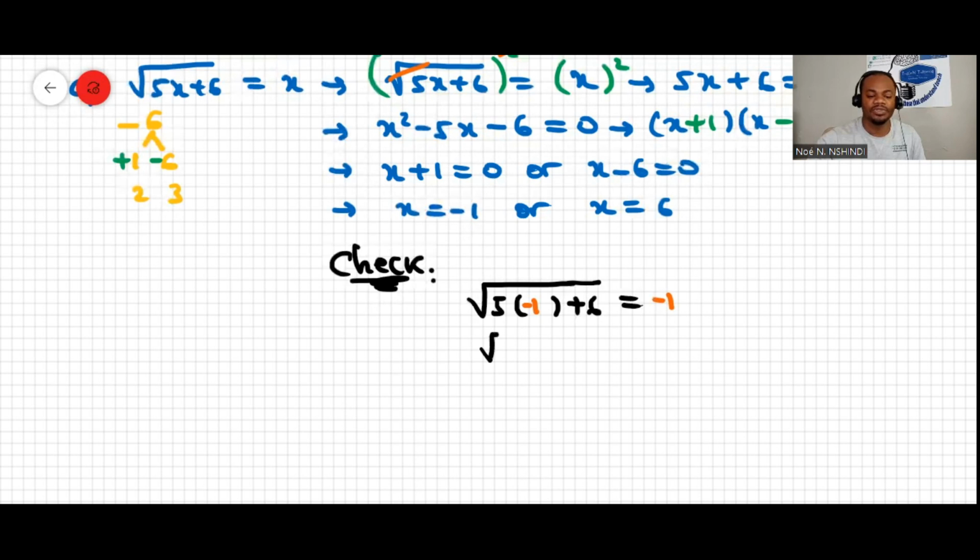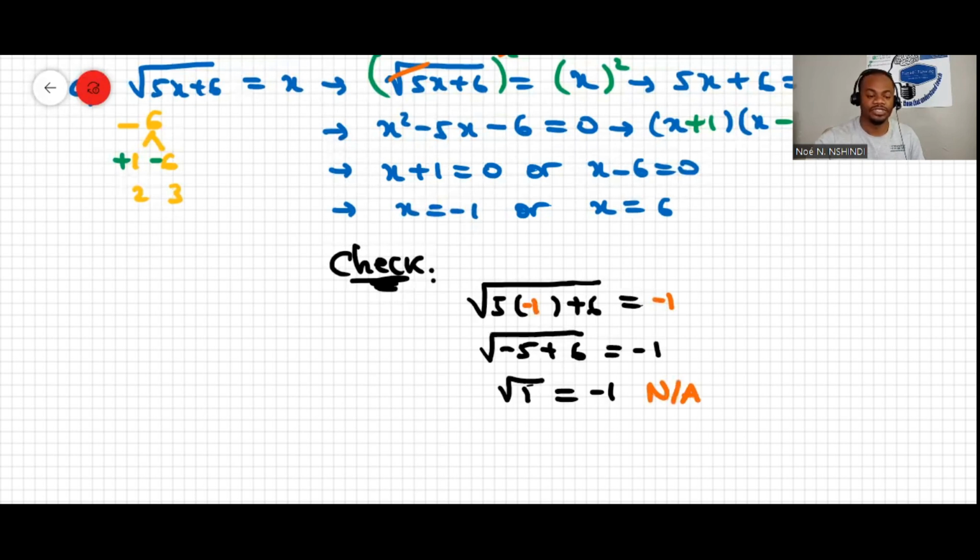That makes square root of 5 times -1, which is -5, plus 6 equal to... I don't really need to continue because I have a negative answer here already. Because of that, we say that there is no solution, because this would be like square root of 1 equal -1, which is not applicable. No solution.